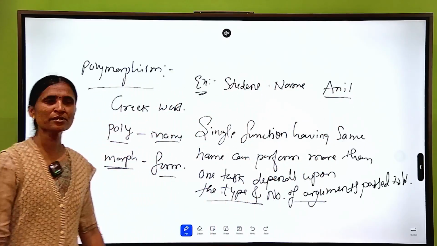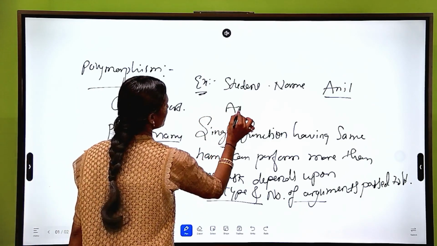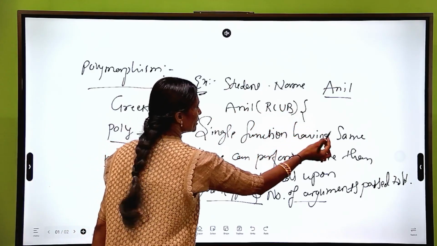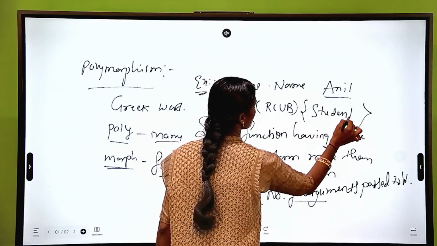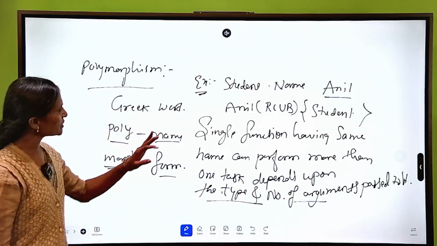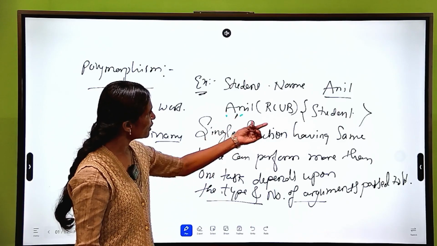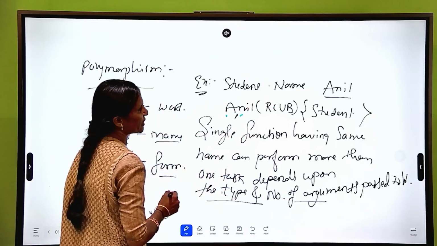Anil is the student name. Consider this as a function now. For this Anil, I am passing the RCUB as an argument. So what will he perform? He will act as a student. Now the name is Anil only, a single function having the same name Anil, but here I have passed a RCUB, then he performs his task as a student.